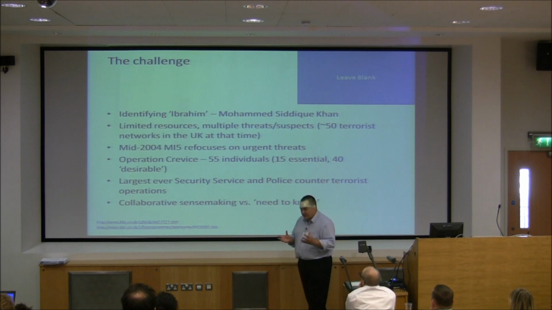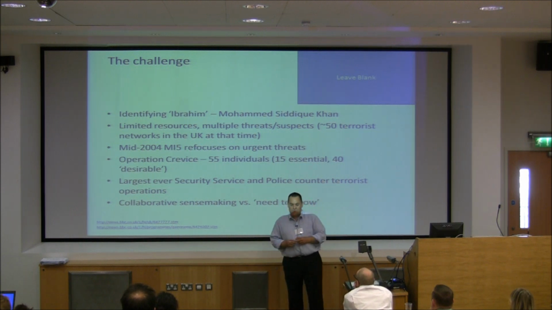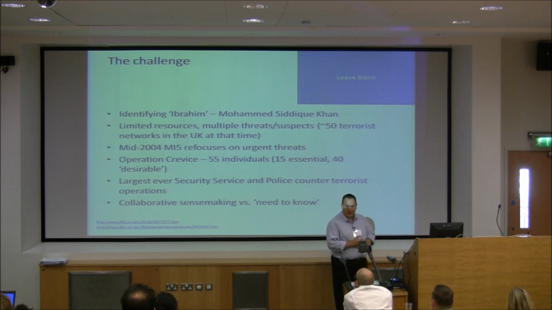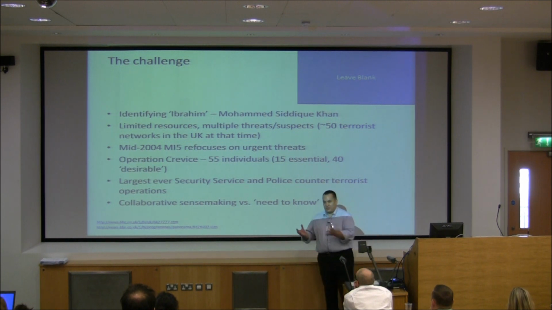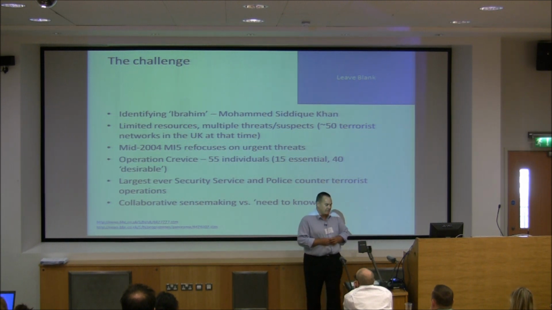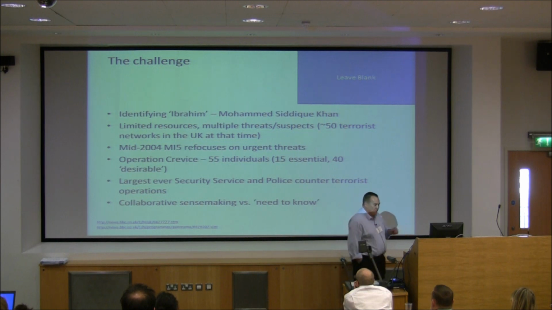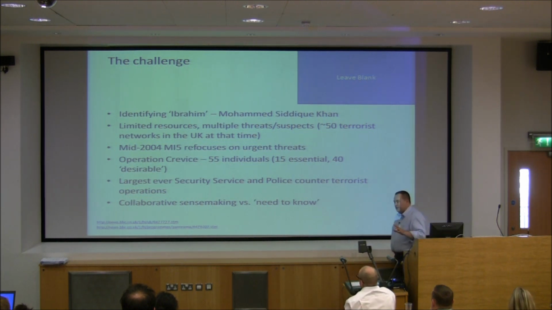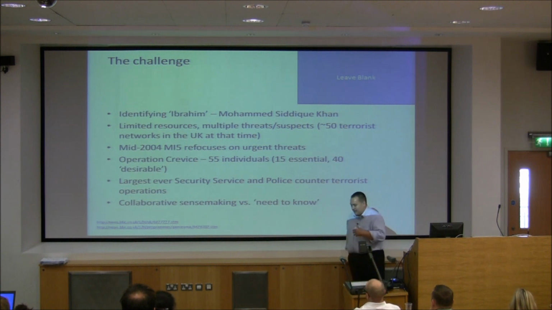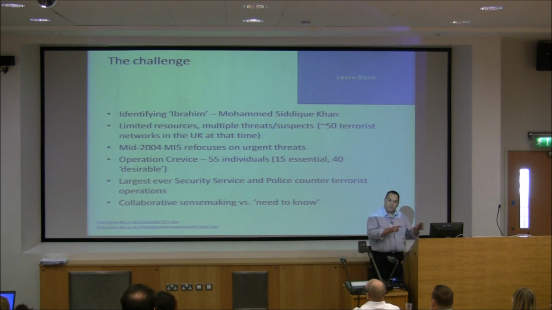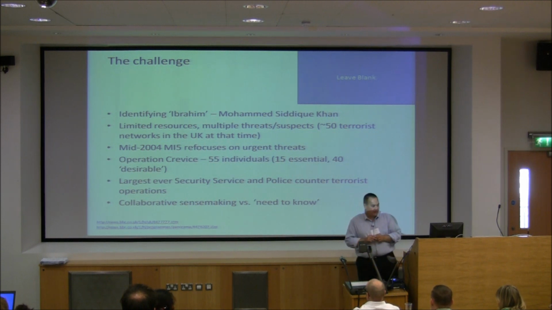So the challenge is identifying somebody who was known in at least one of these scenarios as Ibrahim, who actually is called Mohammed Sadiq Khan. Sorry, was called Mohammed Sadiq Khan. So there are limited resources to do the checking and tracing, and multiple threats being responded to by multiple agencies. And we'll see in a minute the challenge of working across multiple agencies and the difficulty of sharing information.